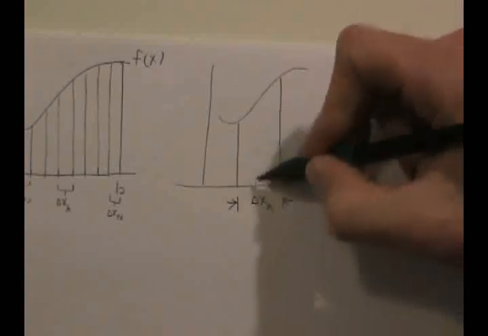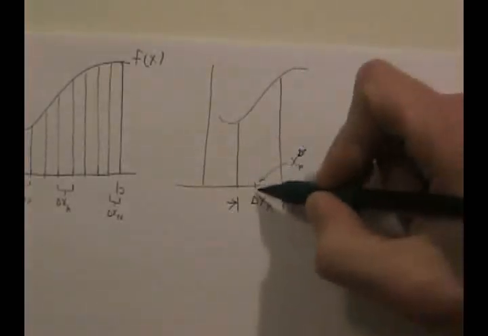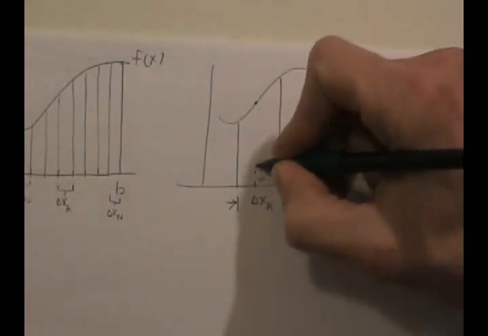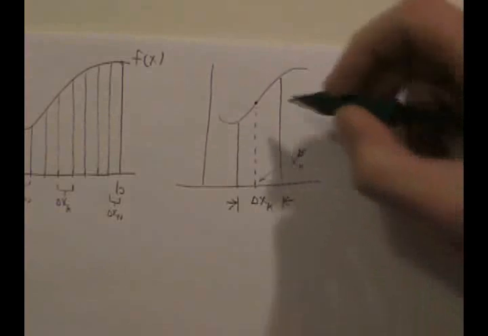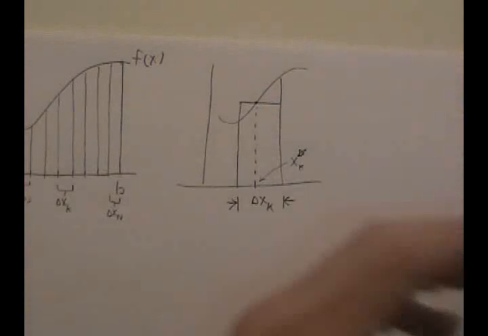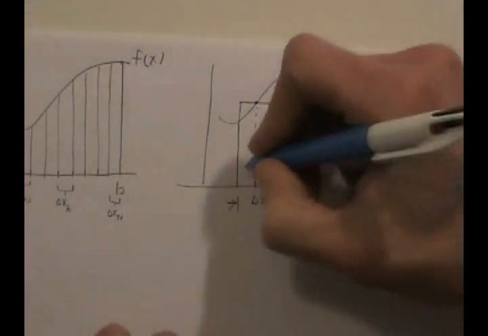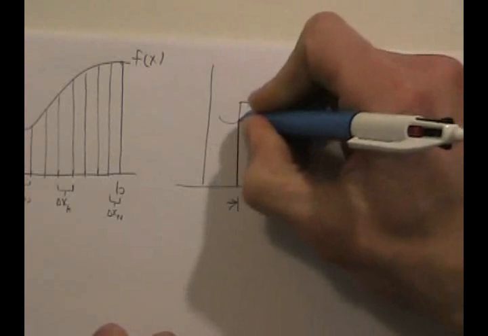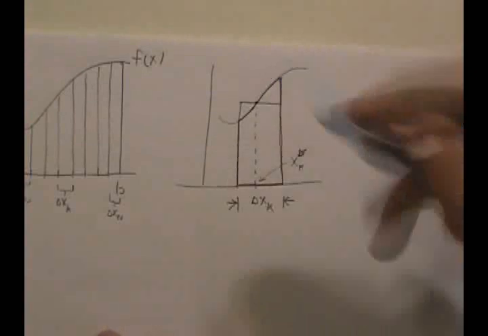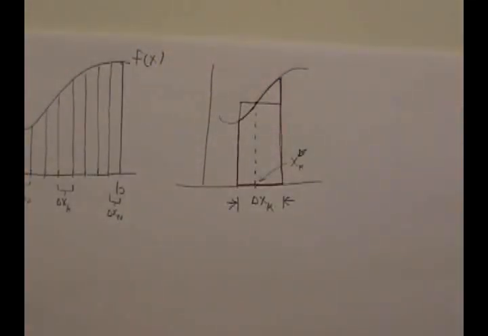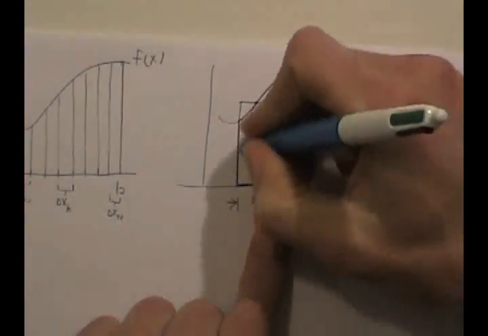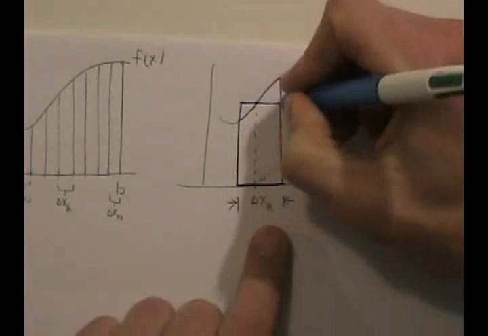So f of x k star, f of this x value, is this height here. It gives you that distance, and we draw it with a dashed line. So we could make a rectangle out of this, like so. Let me just highlight that. The actual area is the area under the curve, the area of this region with the curvy top. But we can ballpark it this way by choosing a width. We got this, and we're ballparking it.